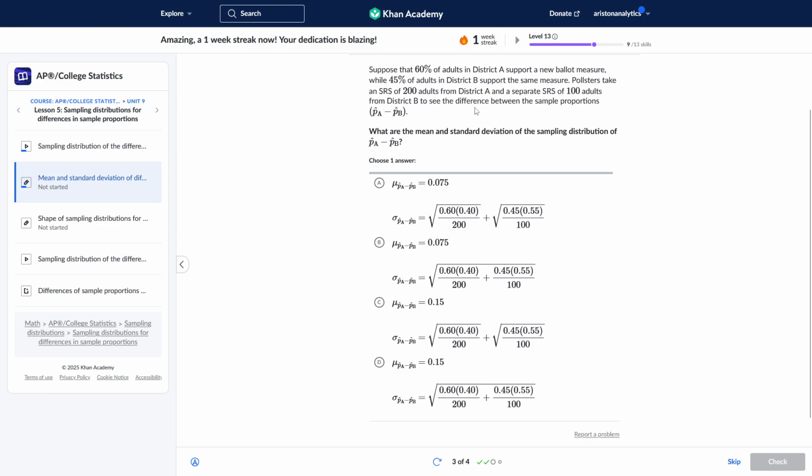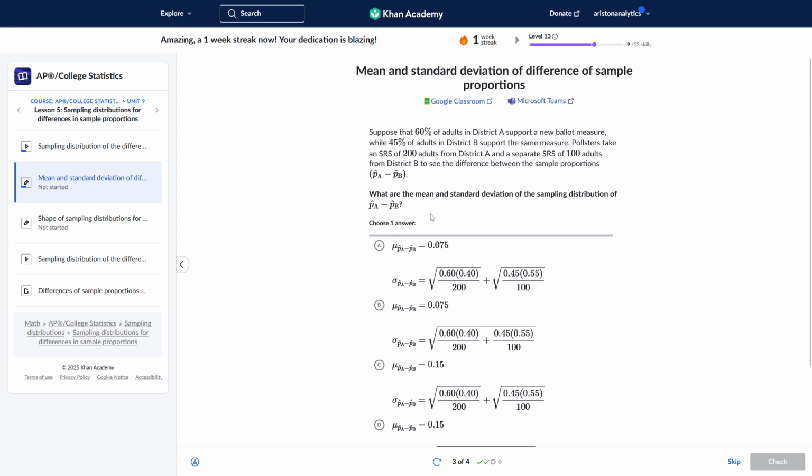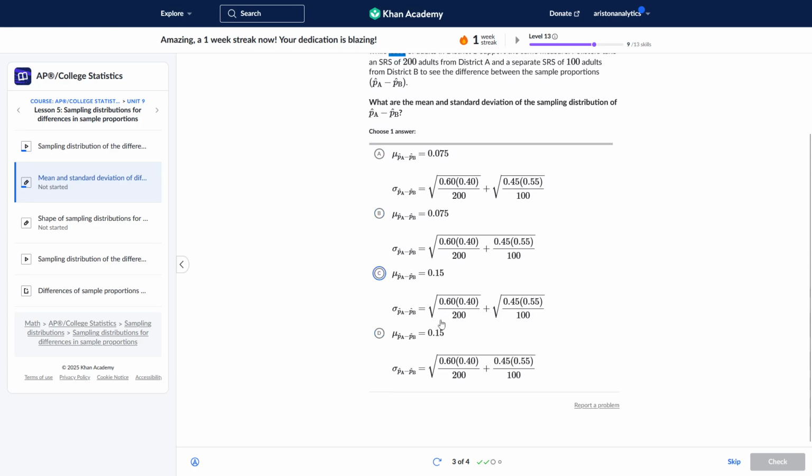What are the mean and standard deviation of the sampling distribution of PA minus PB? Okay. Suppose that 60% of adults in District A support a new ballot measure, while 45% of adults in District B support that same measure. Pollsters take an SRS of 100 from District A. Okay, so the mean is just this and this. 0.15, okay. It's probably that. That looks right. That looks wrong.